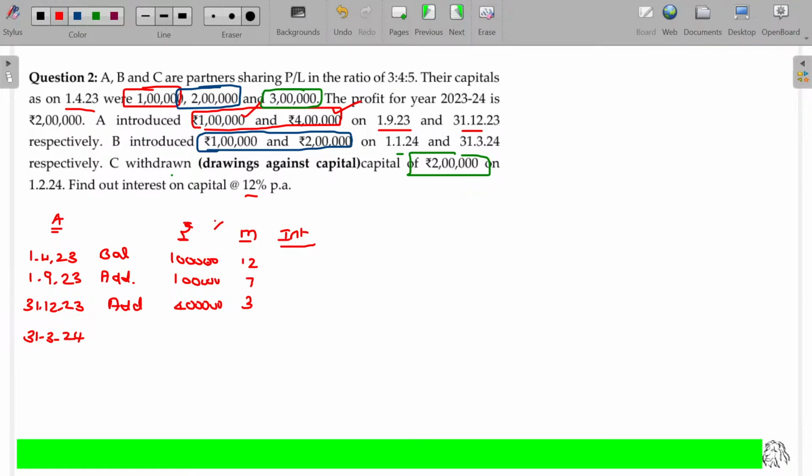How can you calculate? You have to multiply this by the rate of interest per month. Rate of interest being 12% per annum, then per month it should be 1% or 0.01. 10,000 into 12 into 0.01. What is the value? Make it faster. 12,000. Next one being 7,000. Next one being 12,000. Overall value being 31,000. Clear? We got this value.